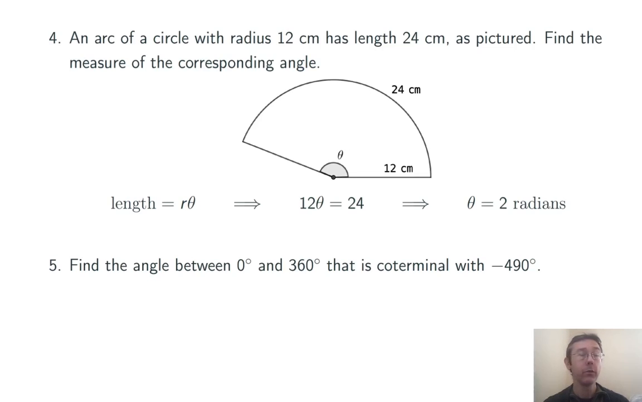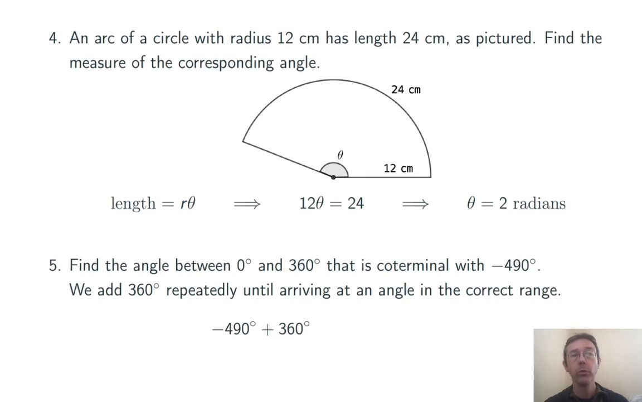Problem 5. Find an angle between 0 and 360 degrees that's coterminal with negative 490 degrees. So we're just going to add 360 degrees again and again until we get to an angle that's in between 0 and 360 degrees. Adding 360, we get negative 130. We're not there yet. We do it again, and we get 230 degrees, which is in the range we want. 230 degrees and negative 490 degrees are coterminal with one another.